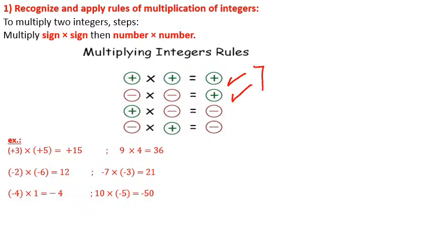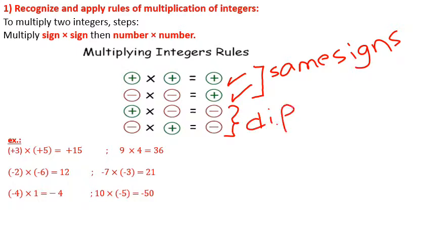If you can see, if we are multiplying the same signs, my answer is always positive. When we are multiplying different signs, for example, a positive times a negative or a negative times a positive, my answer is always negative. So here we are multiplying different signs.